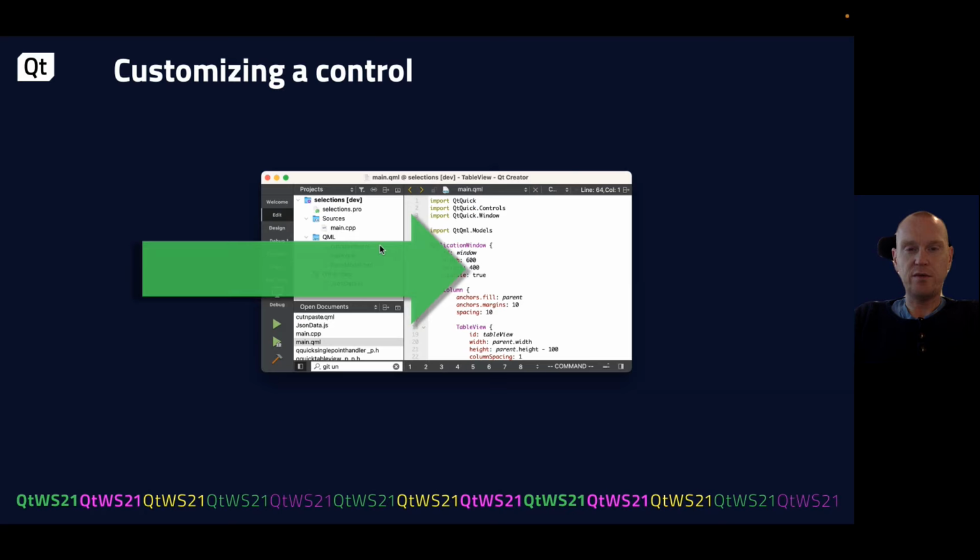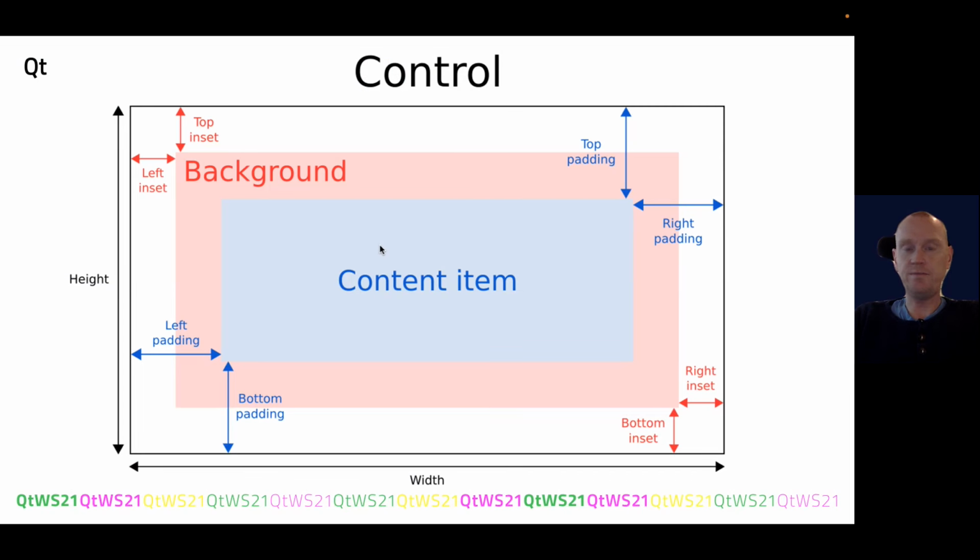I'll quickly show you an illustration that I stole from the documentation. This one shows how a control is actually laid out. So you have the content item in the center and you have the background item behind it. And if you want to move the content item around on the background, move it somewhere else, you would use the padding: left padding, bottom padding, top and right padding, and so forth. And if you want to move the background, then you should use the insets. So in my case, I want to move the background.